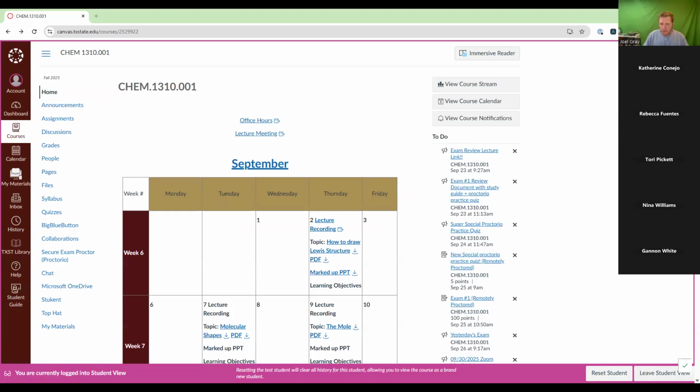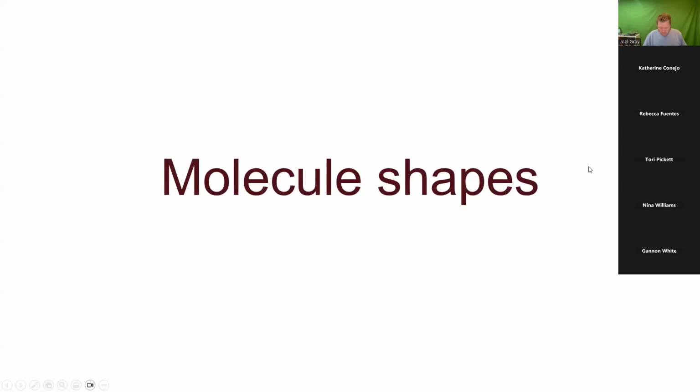Now, today I'm going to jump right in and we are going to be talking about drawing molecules and what they look like in 3 dimensions. And that's the really important part of all of this. Okay, the question is really what space does something occupy?